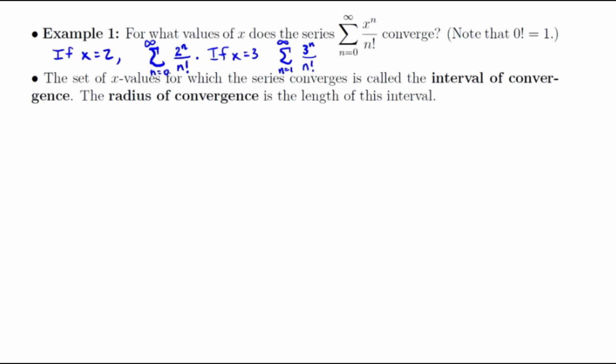And so if I'm allowed to put different numbers in here for x, that kind of begs the question of, okay, are there some numbers that I could plug in that would make a convergent series, and then other numbers that I might put in that would make a divergent series? So we're going to try to study that. Trying to determine what numbers I'm allowed to put in is called finding the interval of convergence. And then the radius of convergence is the length of that interval that we find.